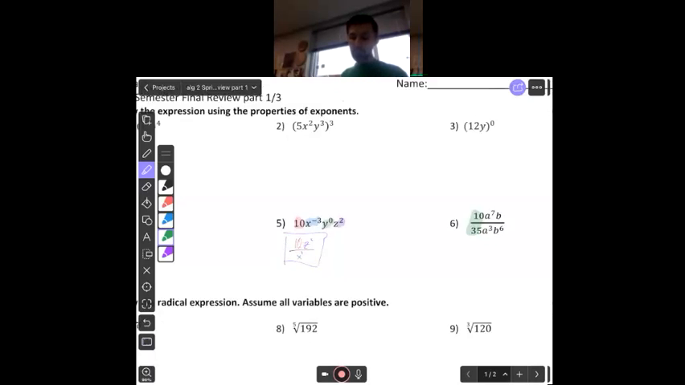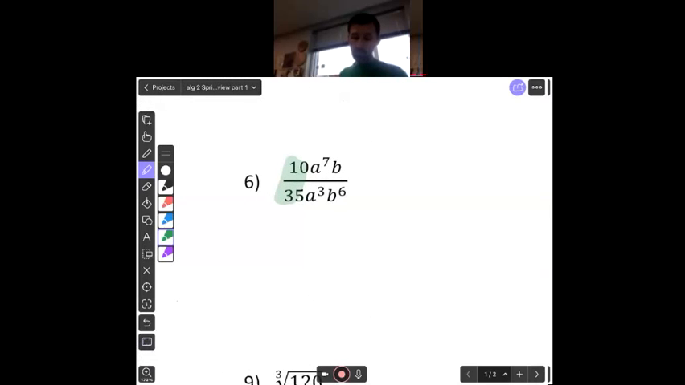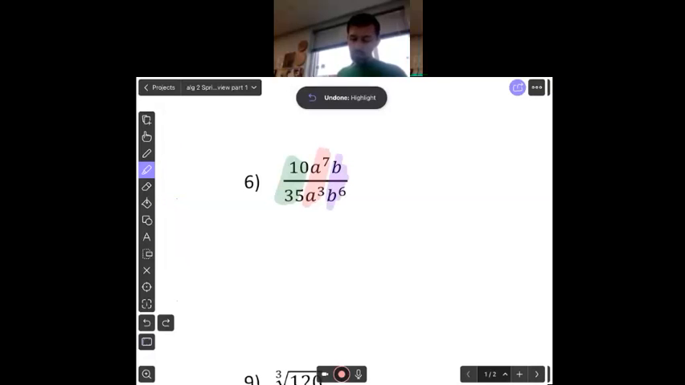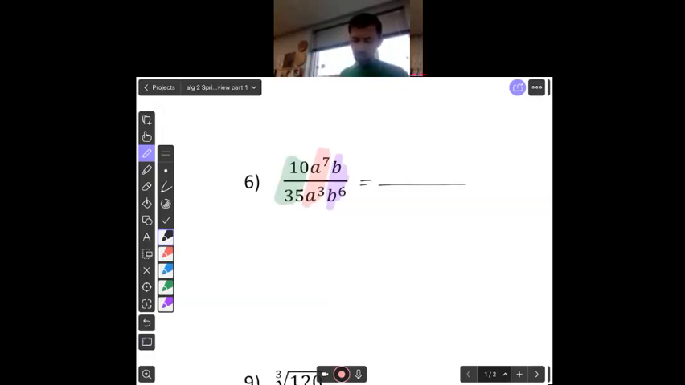So for 6, would it be 5 a to the 4th over 7 b to the 5th? Actually, I think you did make a mistake. What'd you do with the 10 and 35? What are you reducing by? 2 should be 2 over 7. All right, so the 10 over 35 should turn into 2 over 7, dividing 5 out of both of those.